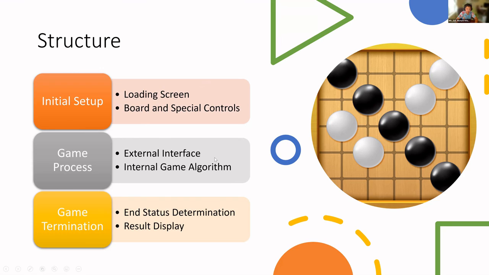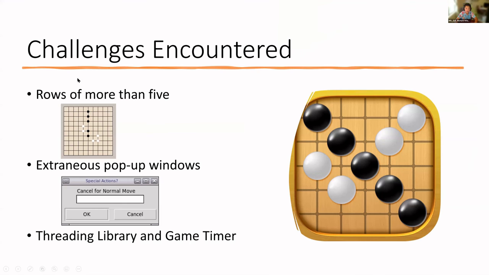And there's the game engine in the internal game algorithm, and it watches for not only legal moves, but also whether the game has ended or not. If it finds a win, loss, or a draw, then it reaches the game termination and it determines the end status. And that's where the result will be displayed. And after 10 seconds, the game quits, so the result disappears. So now I'll talk about some challenges I encountered, some problems I faced.